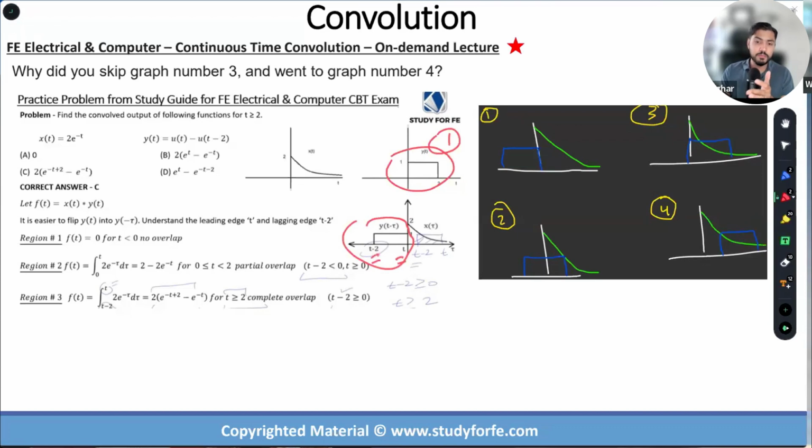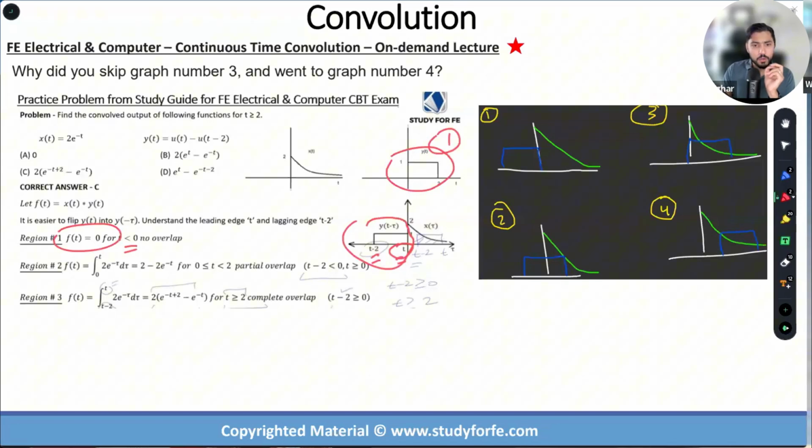Then you basically move the leading edge and the lagging edge ahead, move it forward, move it backward, and identify the regions of operation. So when I move the leading edge t backwards, for t less than 0, there's no overlap. So the convolution output is going to be 0.